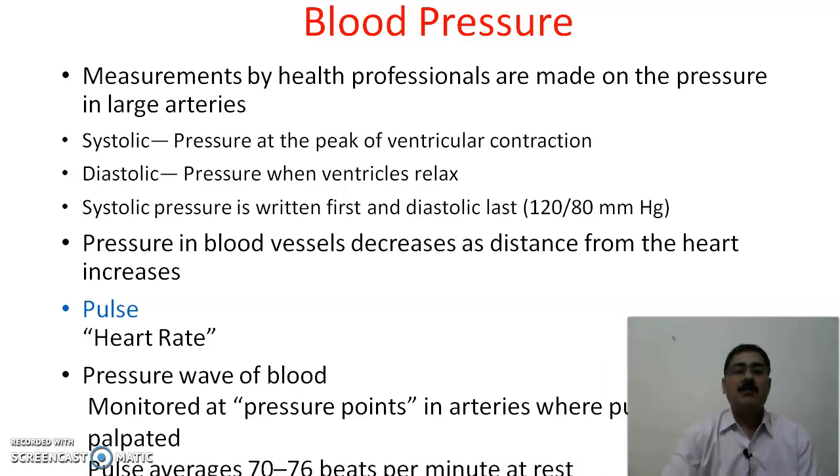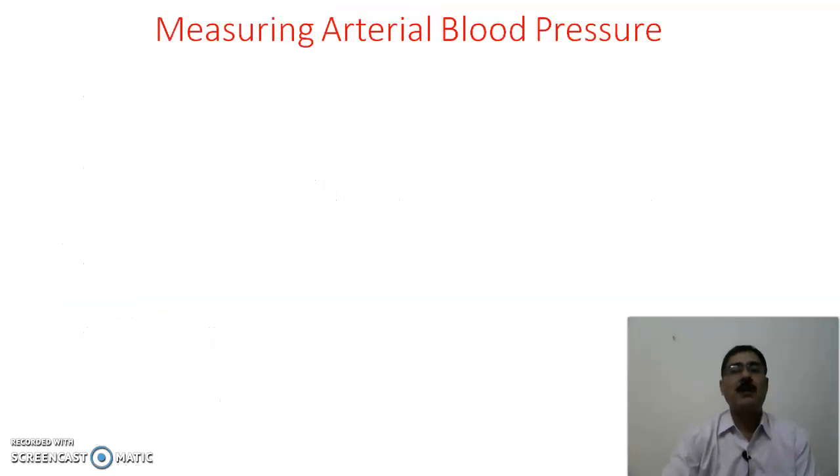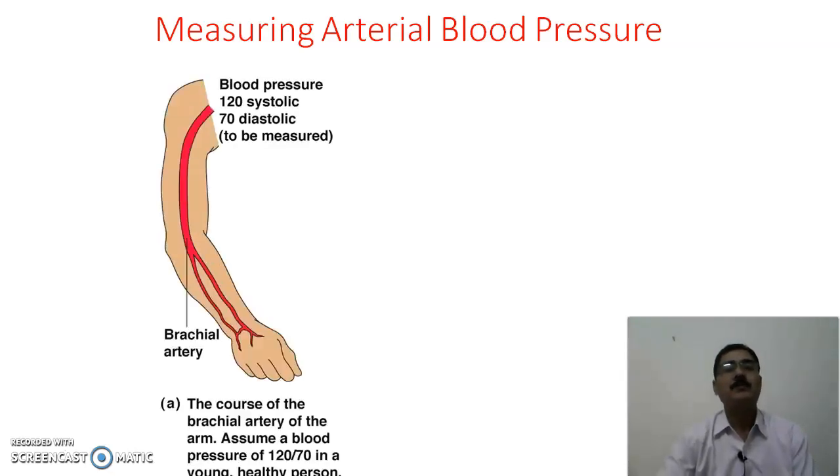The pulse generally averages from 70 to 76 beats per minute at rest. Now, how can we measure the arterial blood pressure of a human being? Let's see through the diagram. Say, for example, the blood pressure of systolic 120 and diastolic 70 mm mercury is to be measured. It is generally measured from the brachial artery of the forearm.